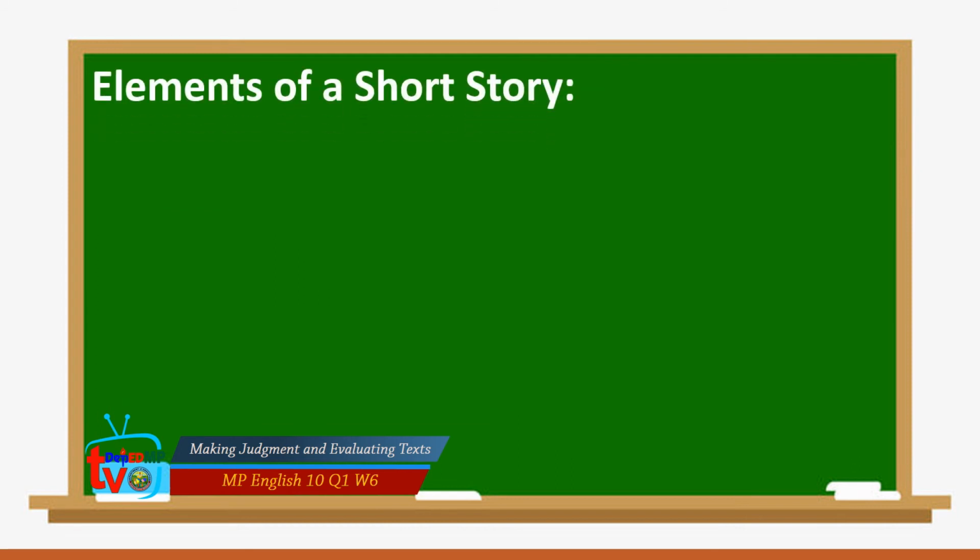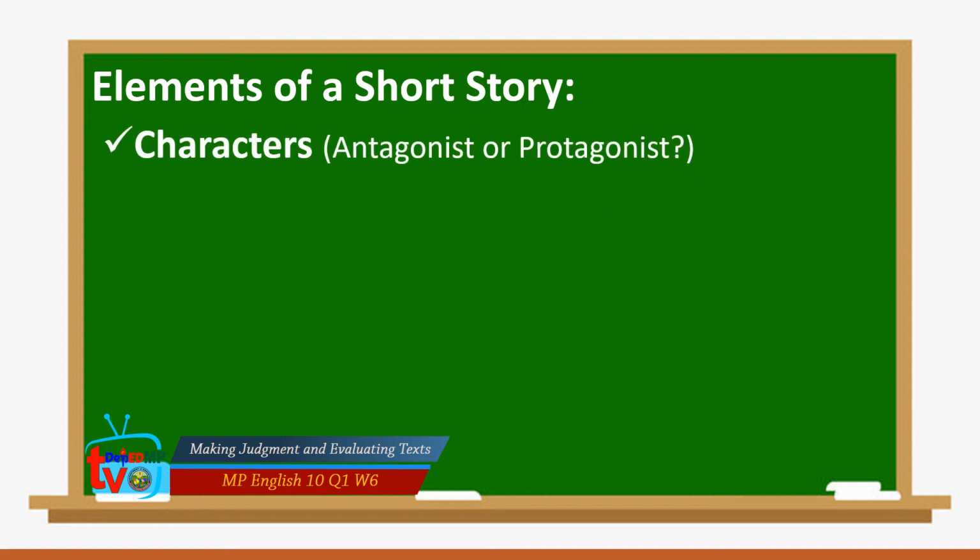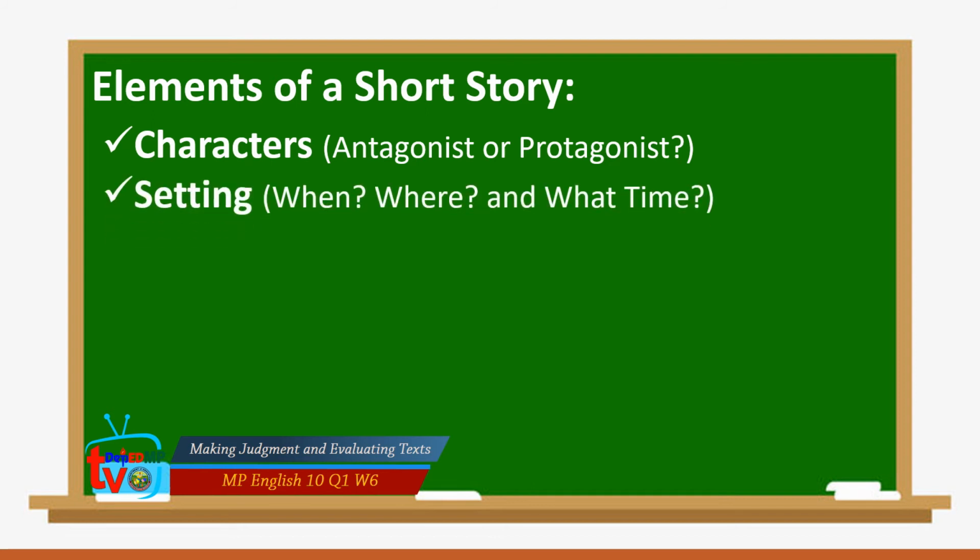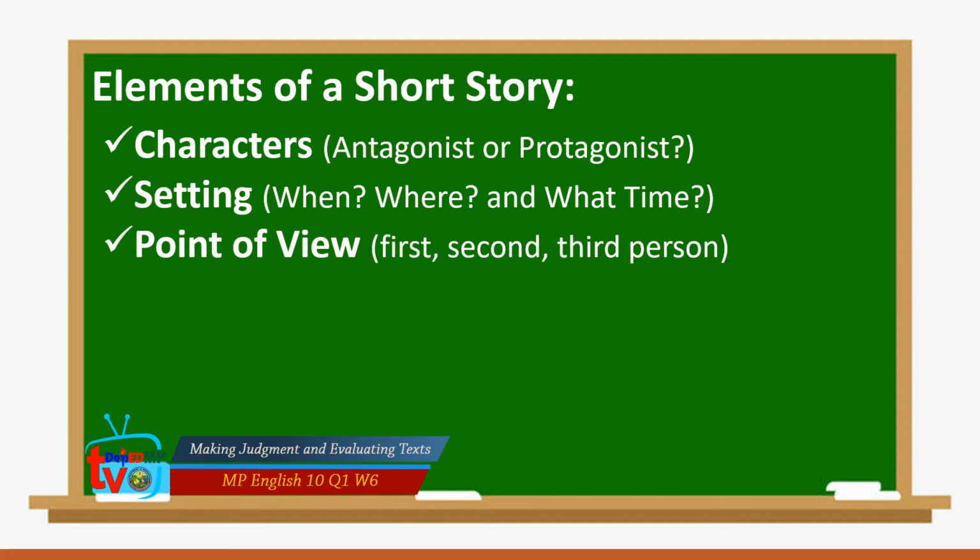Now, let's have a short review on the elements of a short story that you can include in your critique. The first basic element is the character. In a story, you need to know who the antagonist characters or who the protagonist characters are. Setting. This answers the questions when, where, and what time. Point of view. Among the 3 identified points of view, the third person point of view is the commonly used point of view. Theme. This means the general idea of the story.